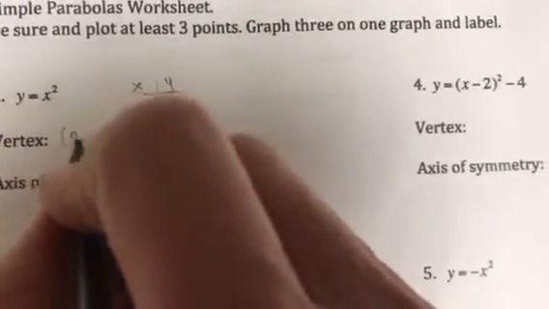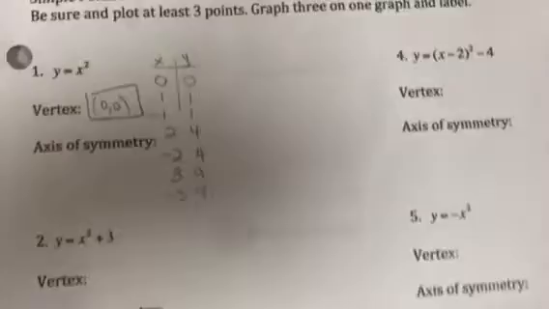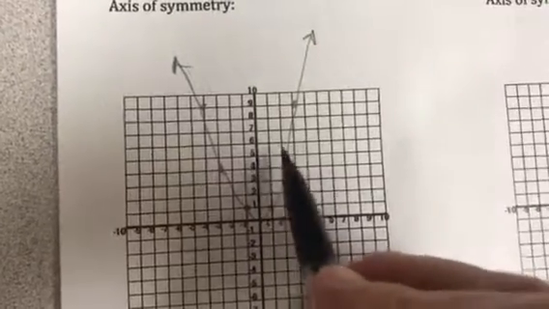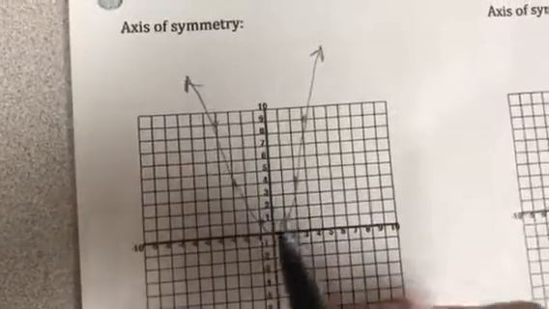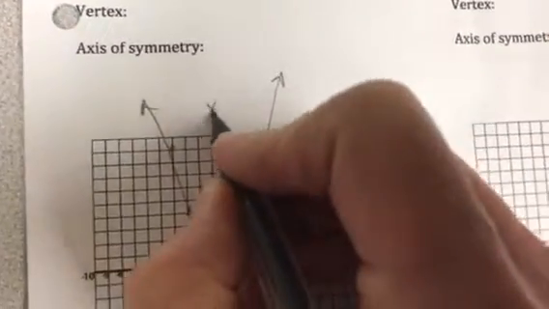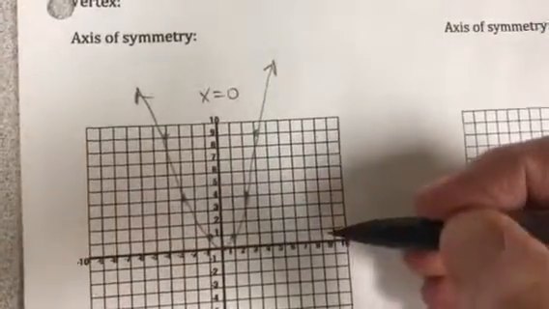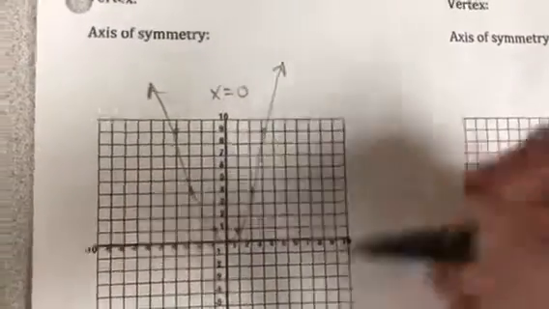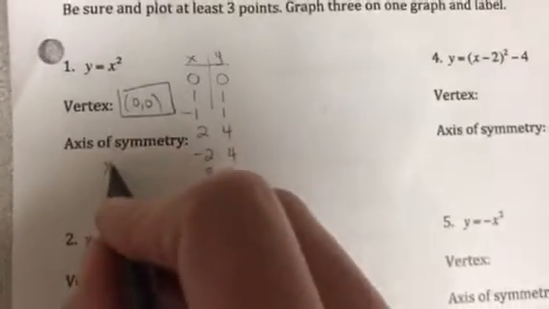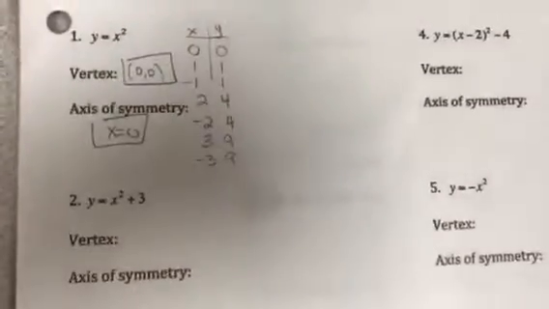Notice the vertex is at 0, 0, so that's one of my answers. And the axis of symmetry, notice right here that on this axis, it's the same on the right as it is on the left. And it is the y-axis, but the equation of this line is x equals 0. Remember, vertical lines, like if it was right here, the line would be x equals 8. Here it would be x equals negative 3. So the equation of this line is x equals 0. So this is the answer for my axis of symmetry.